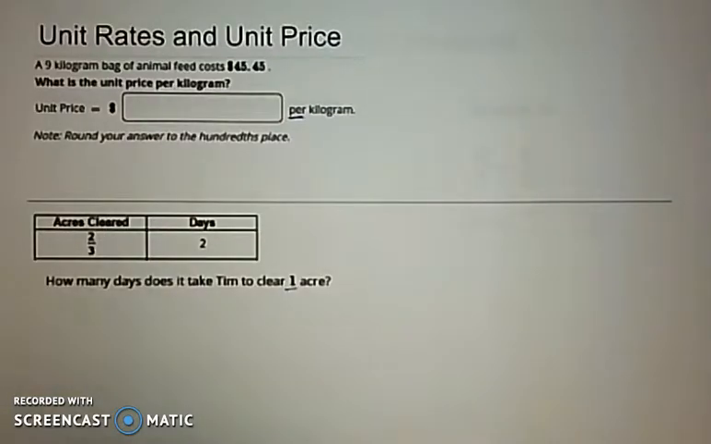Hi, so today we're going to go over some of the concepts that we've talked about in previous units. Specifically today we're going to be looking at unit rates and proportional relationships. So the first thing that we're going to look at is unit rates and unit price.